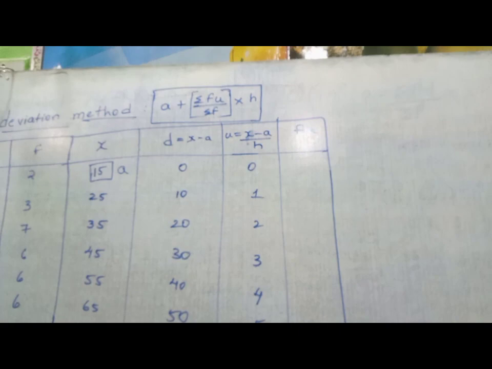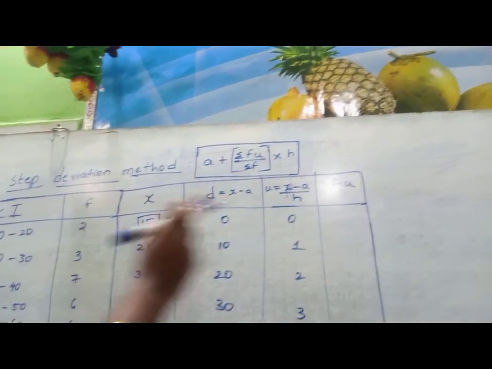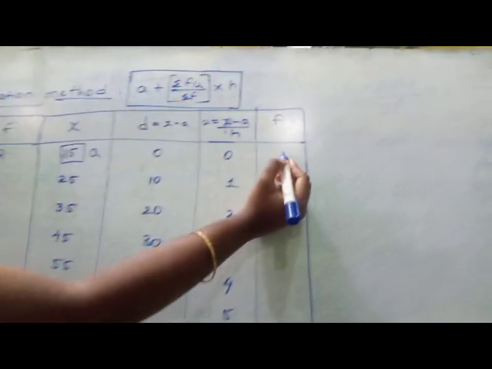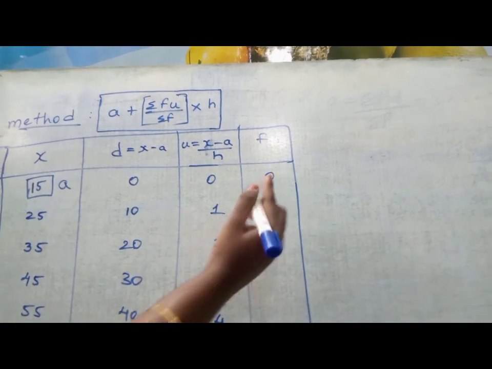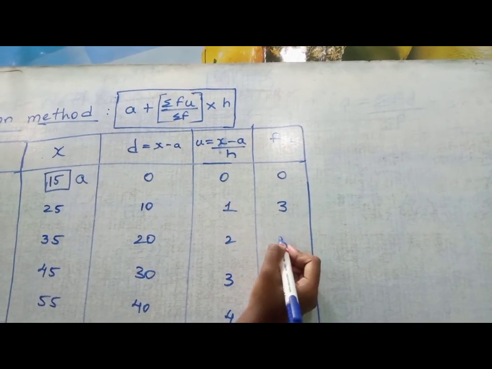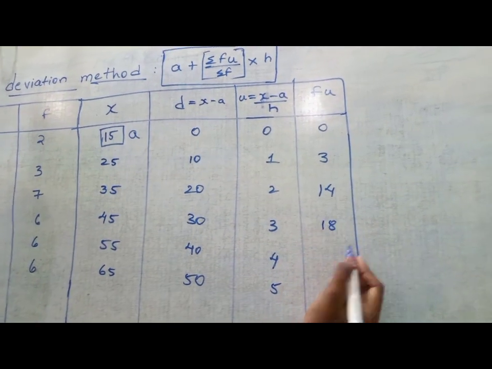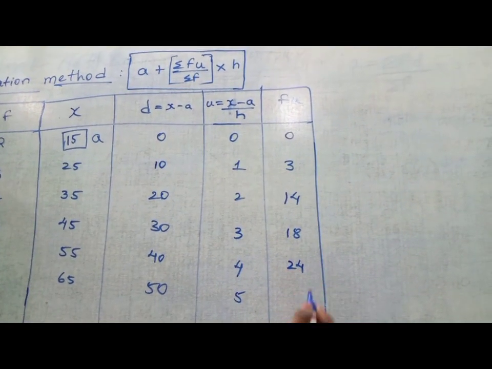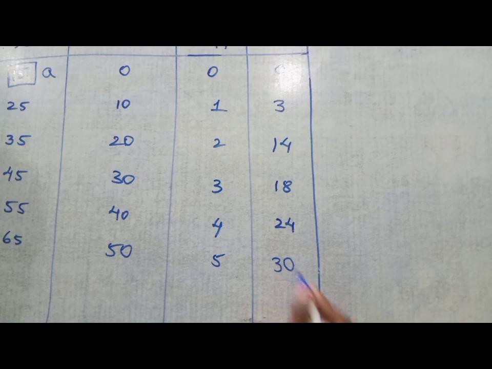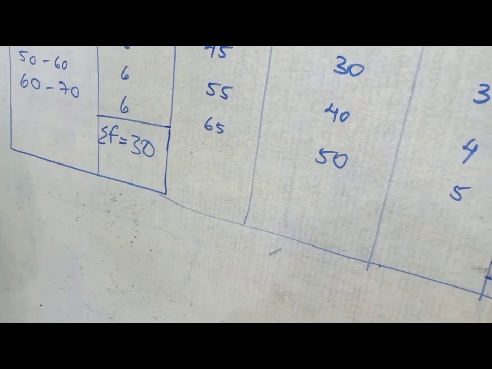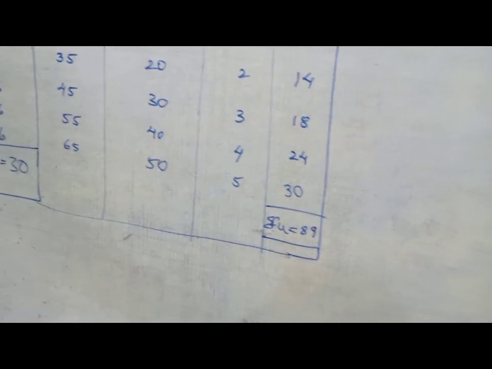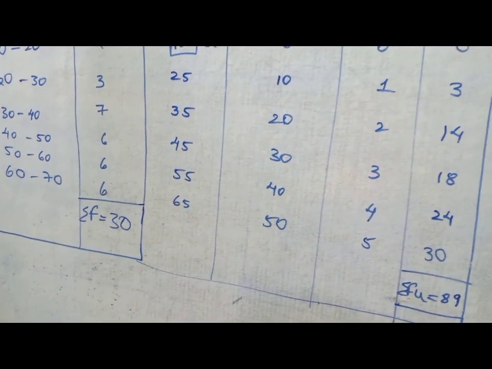In order to find fu, we need to multiply f and u. 2 into 0, 0. 3 into 1, 3. 7 into 2, 14. 6 into 3, 18. 6 into 4, 24. 6 into 5, 30. Now, the sum of fu, sigma fu, is equal to 89. Now the sum of frequency is 30.